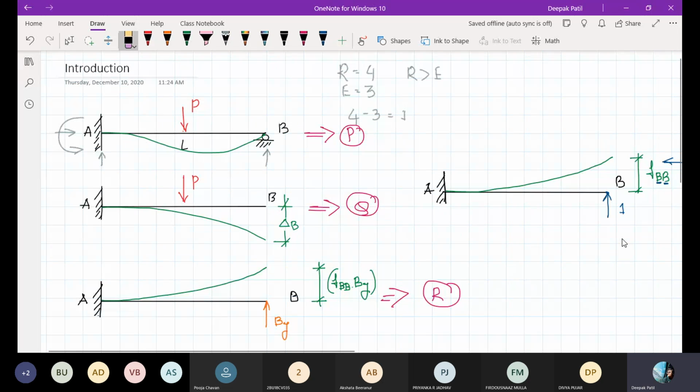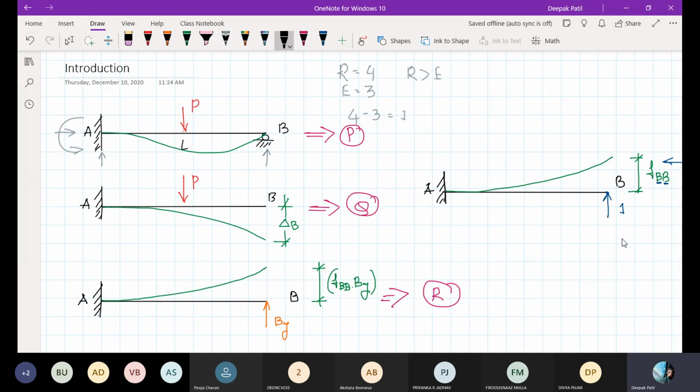Now, if you see P, Q, and R, in structure P at B there is no deflection. Yes or no? In structure P at B, there is no deflection. In structure Q at B, there is a deflection of delta B. Now in structure R at B, there is a deflection of FBB into BY.